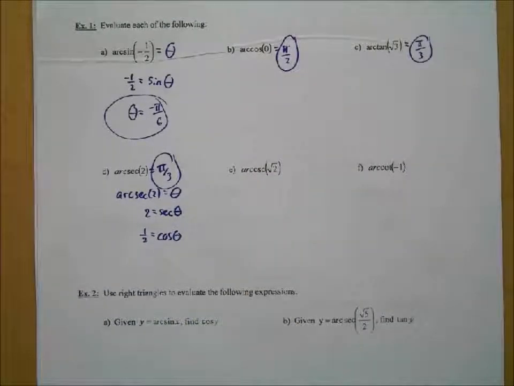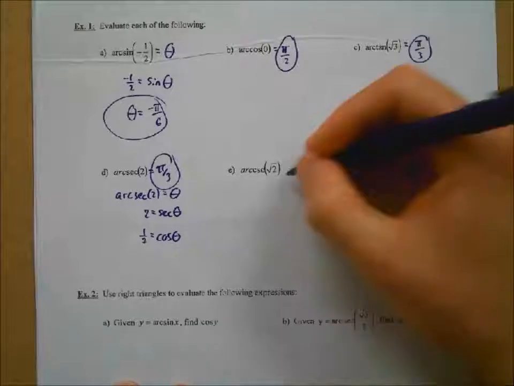Okay. All right, how about arc cosecant of root 2? What do we say there? Shelby? Pi fourths. Yep, pi over 4.